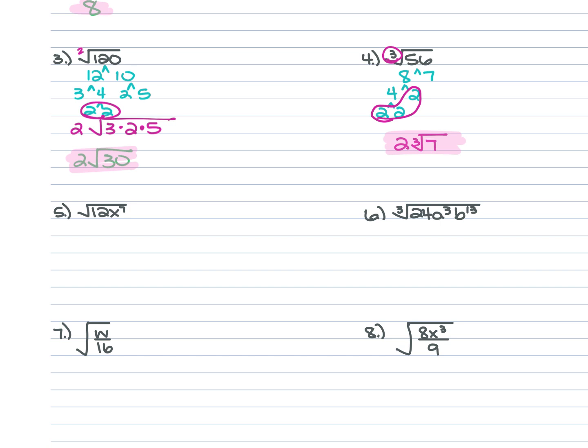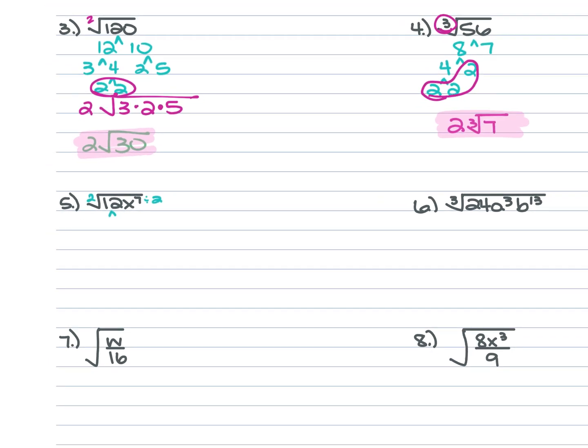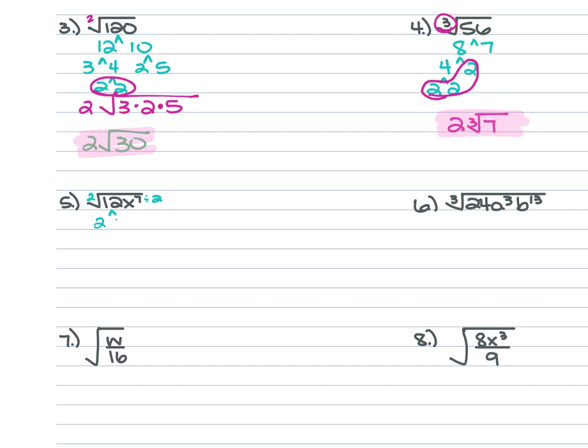So with this one, our index is 2. So we're going to find the prime factorization of 12. We're also going to divide the 7 by 2. So this 12 is 2 and 6. 6 is 2 and 3. We're looking for groups of 2. The 2 2s pair up, so 1 comes out.